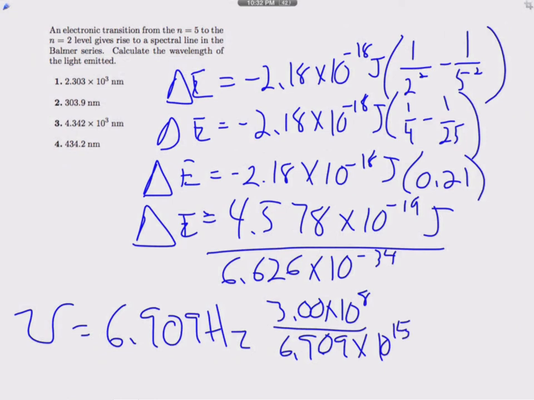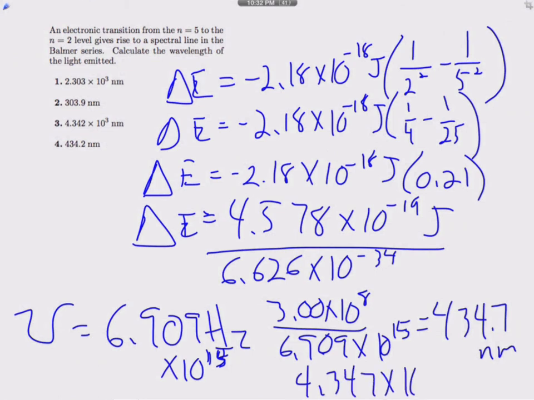Keep that scientific notation there. So the speed of light divided by the frequency equals the wavelength, which comes out to 434.2 nanometers, which would be 4.347 times 10 to the negative 7th meters, just in case that's what you ended up with in your calculator. And since nanometers is 10 to the negative 9th meters, that's 437 nanometers.